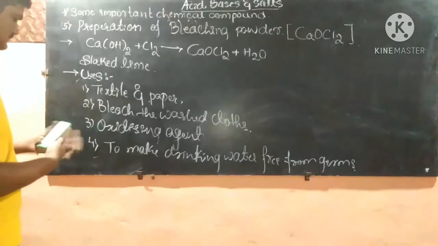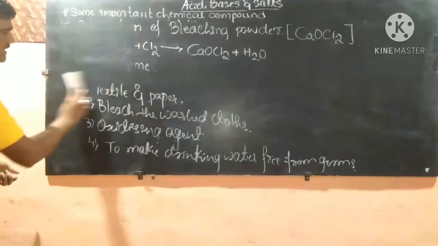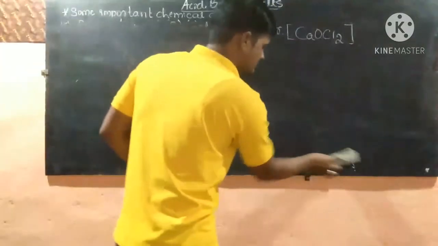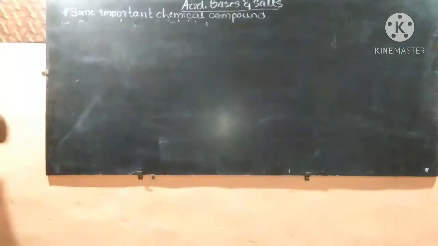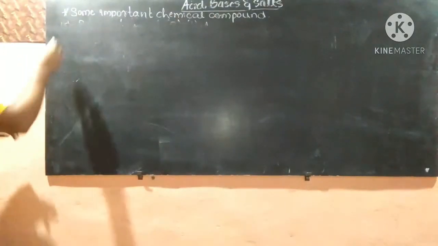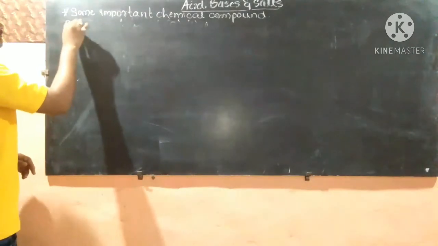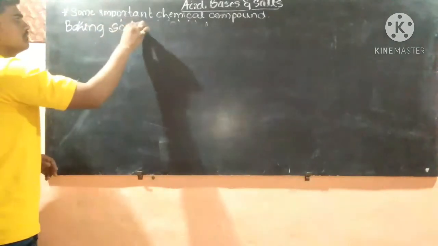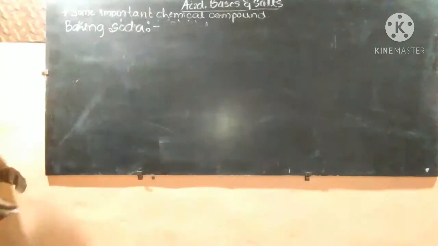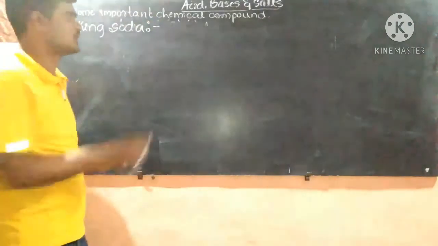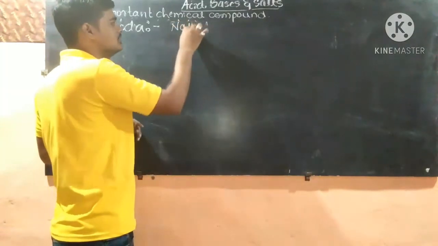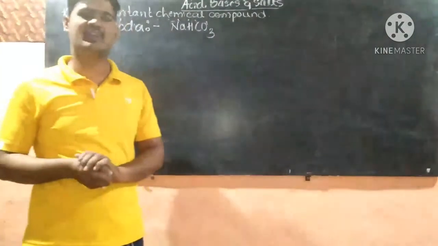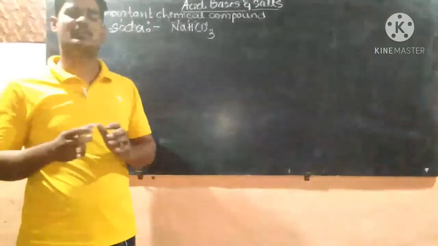And the next one is the next important chemical compound, baking soda. The chemical formula for baking soda is NaHCO3. This baking soda is prepared by using sodium chloride as one of the raw materials.